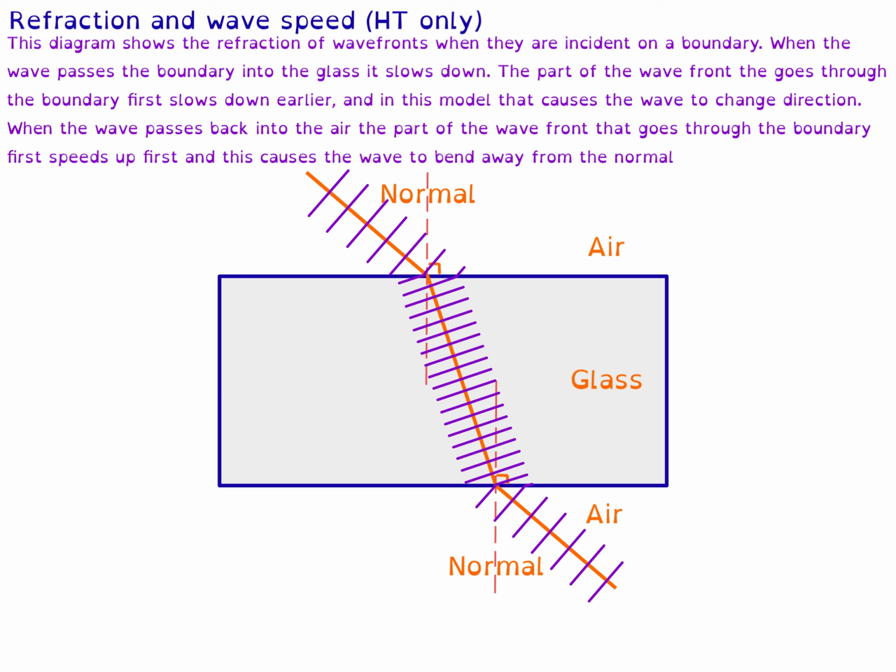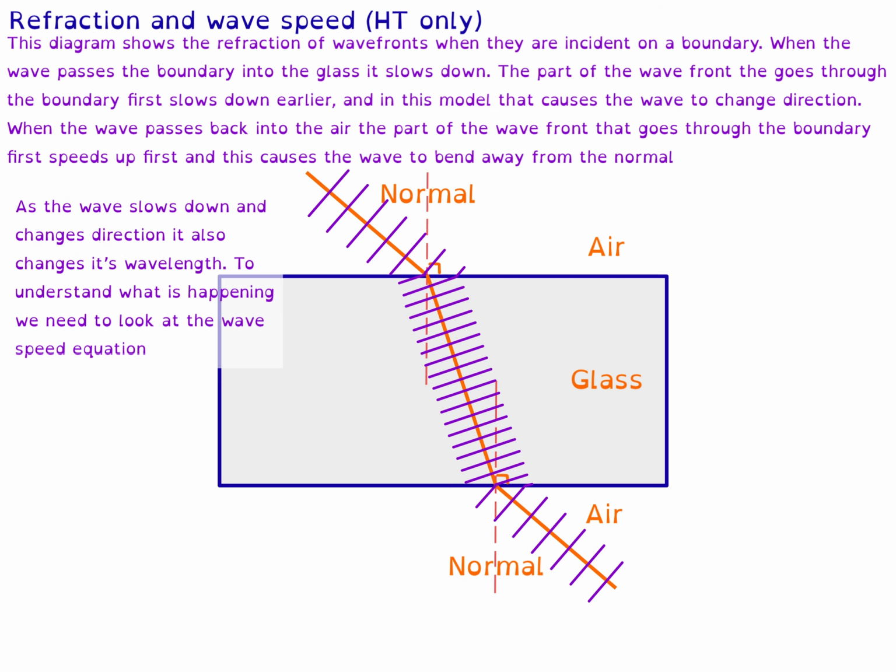When the wave passes the boundary into the glass, it slows down. The part of the wavefront that goes through the boundary first slows down earlier, and in this model, this causes the wave to change direction. When the wave passes back into air, the part of the wavefront that goes through the boundary first speeds up first, and this causes the wave to bend away from the normal.